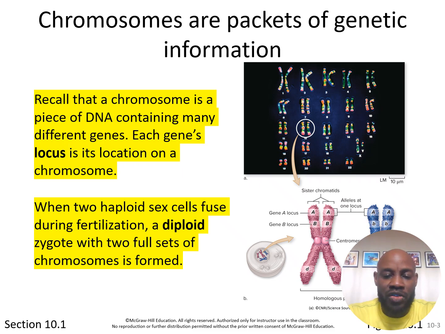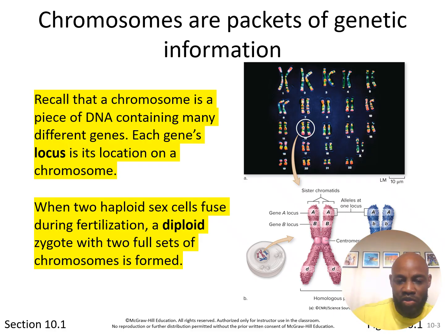Chromosomes, as we've mentioned in the previous chapters, are pieces of DNA containing many different genes. Each chromosome is a piece of DNA, and on each chromosome you have different genes. The location of each gene on that chromosome is called a locus. So just breaking down, helping to understand how we look at it.